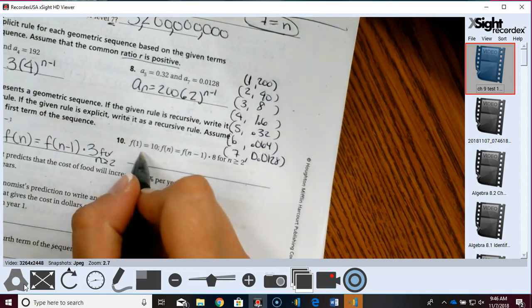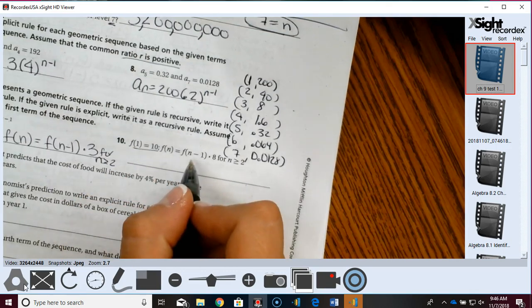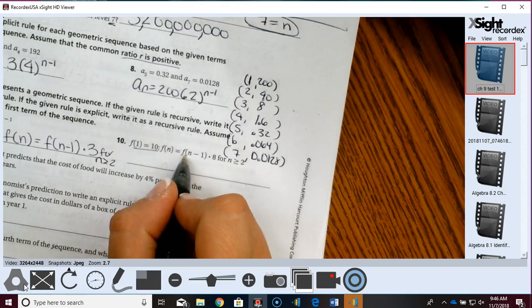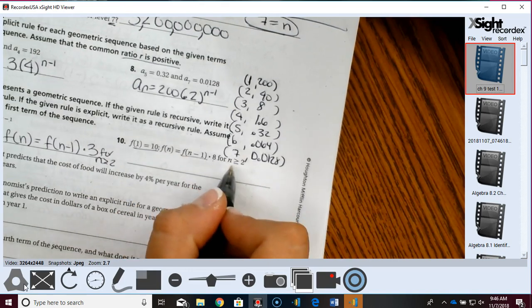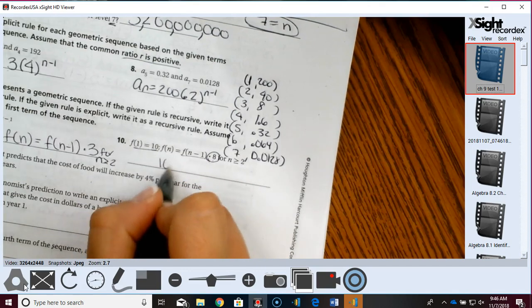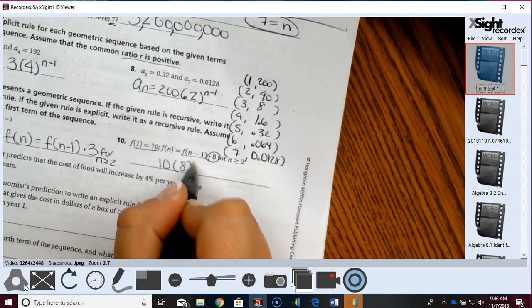This one they gave you that term 1 is 10. They gave you that the term before times 8. So we know that this is the common ratio. This is the first term. First term times common ratio to the n minus 1.